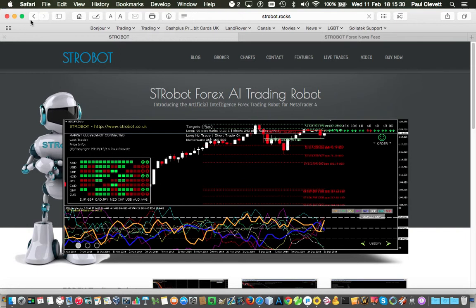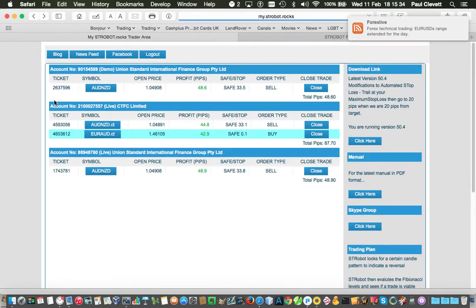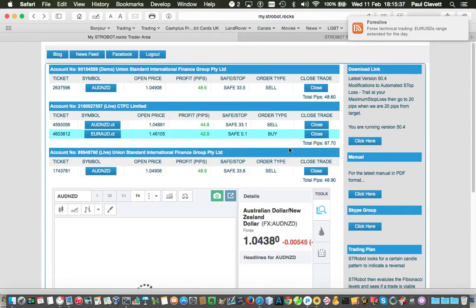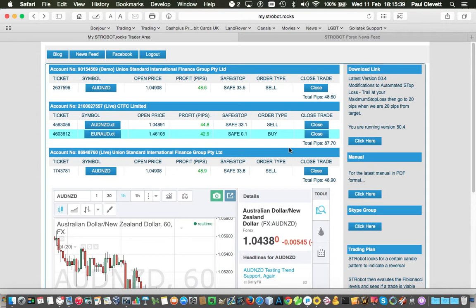Just want to point out something else on this page. I just forgot to point out that you can actually close trades remotely from your web browser. So these trades are actually running in MetaTrader 4. You can close them remotely. Kind of a cool thing. So that's it basically. I suppose that's about it.